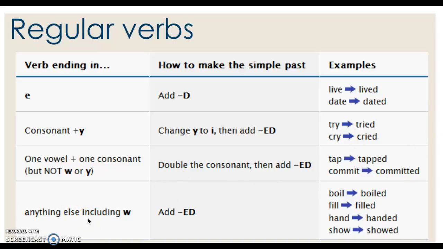And the rest, all the other endings of words, well, we just add ed and that's it. So boil becomes boiled in the past, fill becomes filled in the past, hand becomes handed in the past, and show becomes showed in the past. These are the rules for regular verbs.